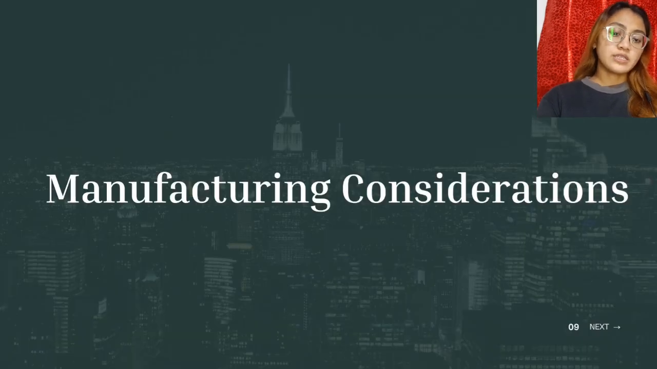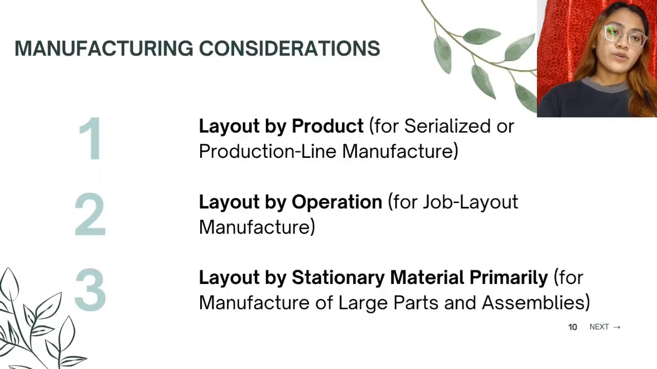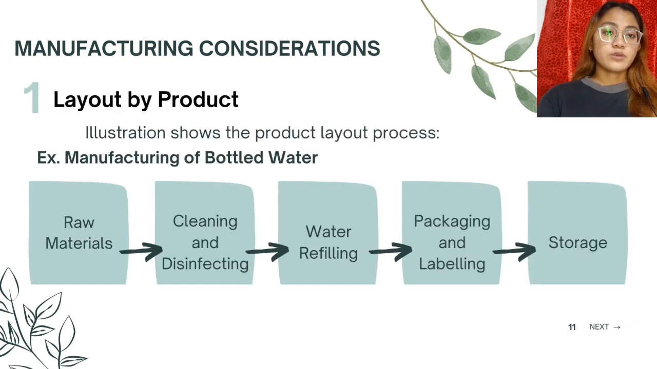Next, we'll be discussing the manufacturing considerations. To obtain an overall view of the manufacturing considerations in plant design, production processes can be grouped into three general classifications. First is layout by product. It is for serialized or production line manufacture. This shows the product layout process, in which the equipment is laid out according to the sequence of operations.